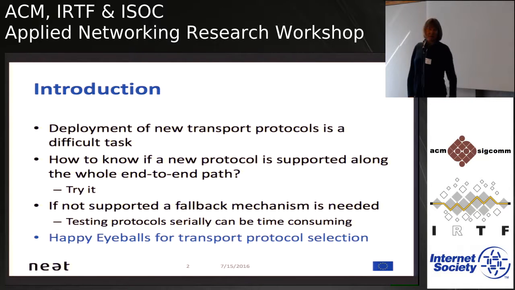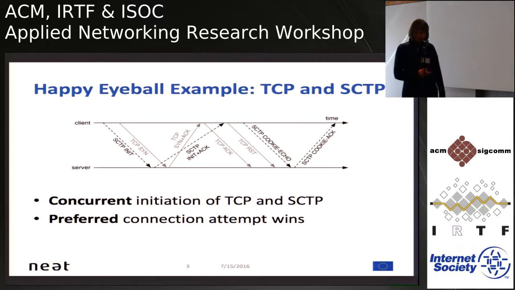So this is the background that brings us to transport layer happy eyeballs, or using happy eyeballs for transport protocol selection. We already heard from the previous speaker about using happy eyeballs for selecting between IPv6 and IPv4. But this is a case where it could also be useful for selecting a transport protocol. So next slide, please. To illustrate how this works, we here have an example with TCP and SCTP, using happy eyeballs to select the protocol.